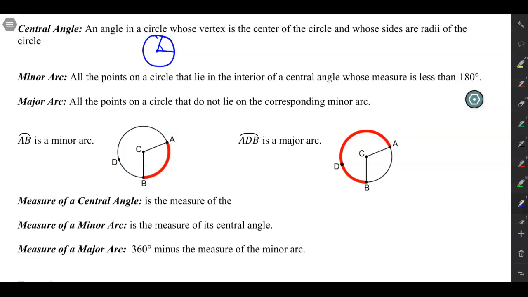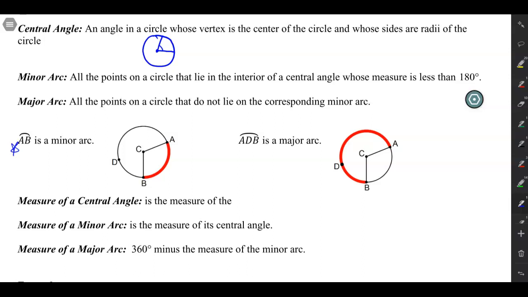Now, whenever you create a central angle, you're also going to create two different kinds of arcs, a minor arc and a major arc. So the minor arc is all the points on a circle that lie in the interior of the central angle. So you can see that picture down here, put a little star next to it. It's highlighted in red. So we're just looking at the points of the circle that are in the smaller section of the circle that the angle made. When we name minor arcs, we're going to use this little swoosh symbol above the points.